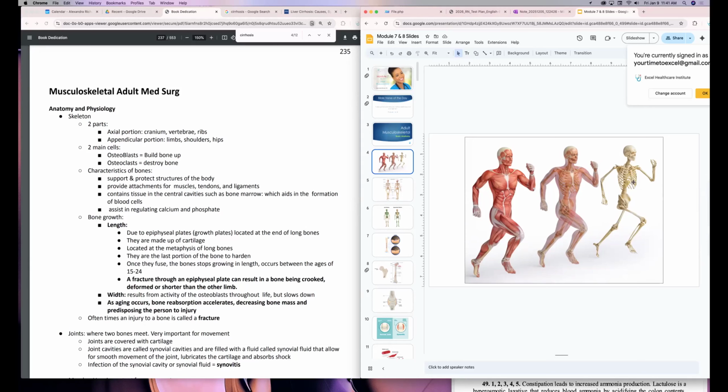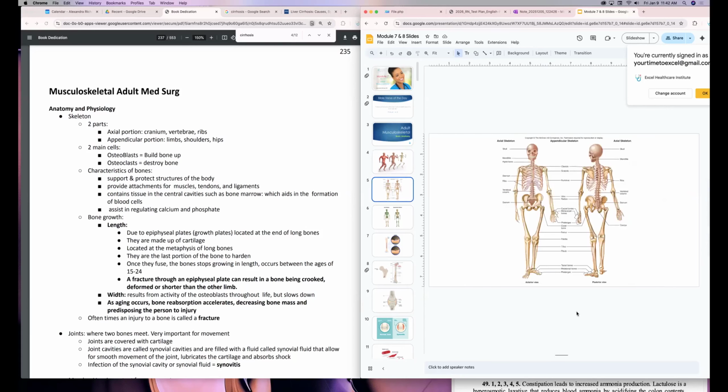Not only do they provide structure and support and protection, but they also provide a framework so that your muscles can attach onto them. And as you move and leverage your body and pivot your body, your muscles are able to extend and contract so that you can move. If it wasn't for your bones, your muscles wouldn't have something to attach to.